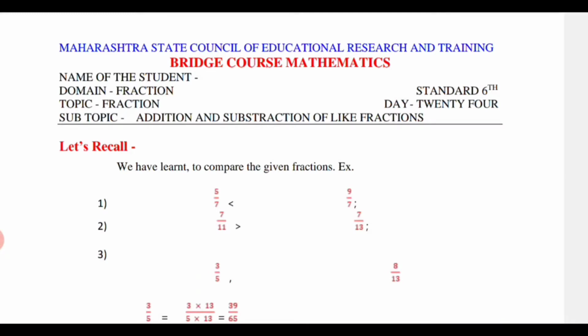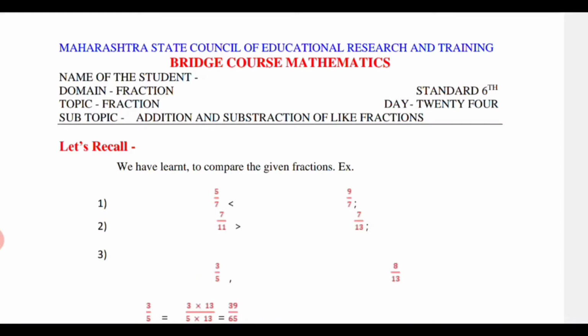Now we have seen the meaning of like fractions in our previous videos. Like fractions means what? The fractions whose denominators are equal. When the denominators are equal, we can say that the fractions are like fractions. Their numerators are different, but their denominators are the same or equal.